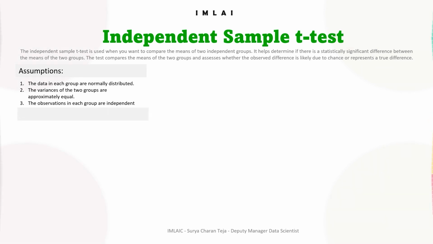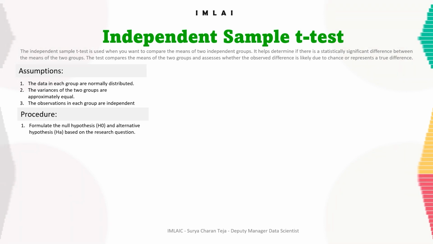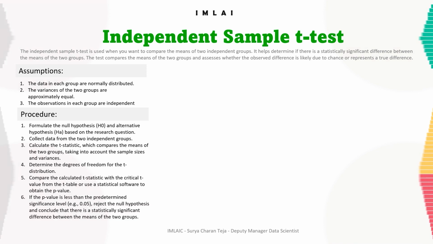So now let's see quickly a procedure. Formulate the null hypothesis and alternative hypothesis based on the research question, then collect the data from the two independent groups, calculate the t statistic and compare it with the critical t value from the t table, or use statistical software to obtain the p value. If the p value is less than the predetermined significance level, reject the null hypothesis and conclude that there is a statistically significant difference between the means of the two groups.